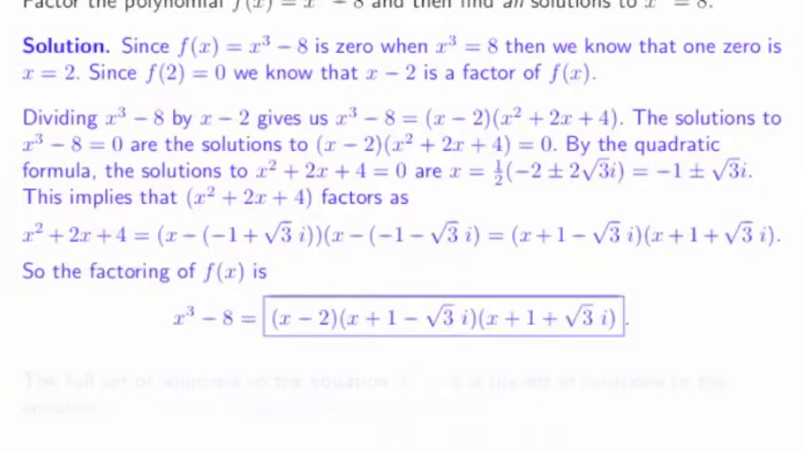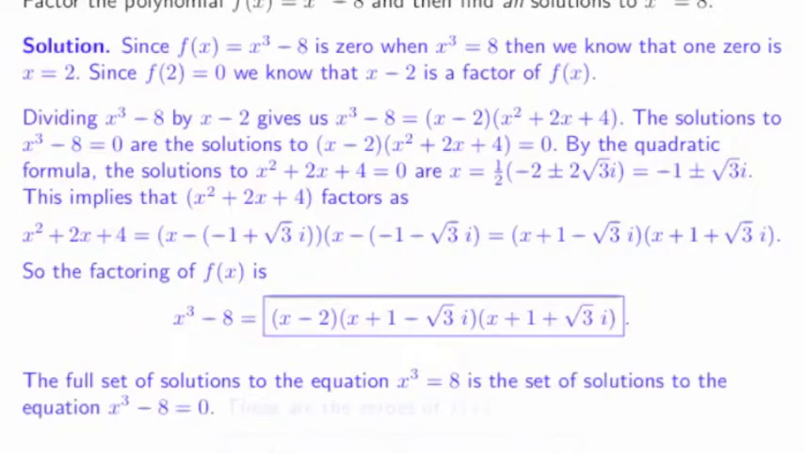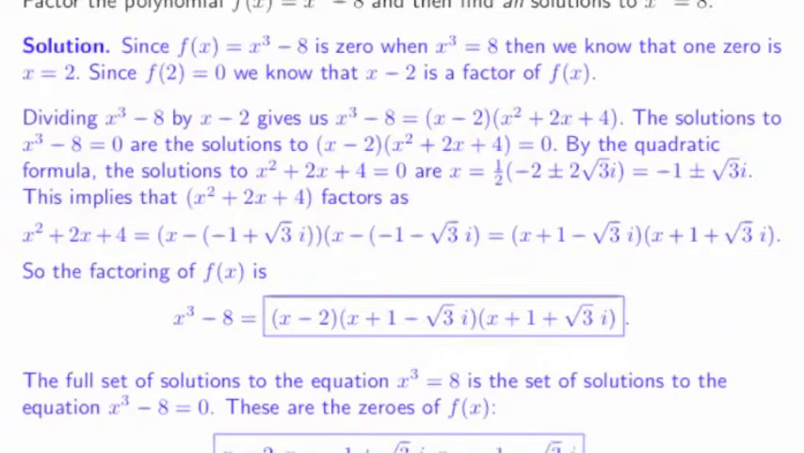And so I can factor the cubic in this way, into three pieces. This is the full set of solutions to the equation: x equals 2, x equals minus 1 plus root 3 i, and the conjugate, x equals minus 1 minus root 3 i.